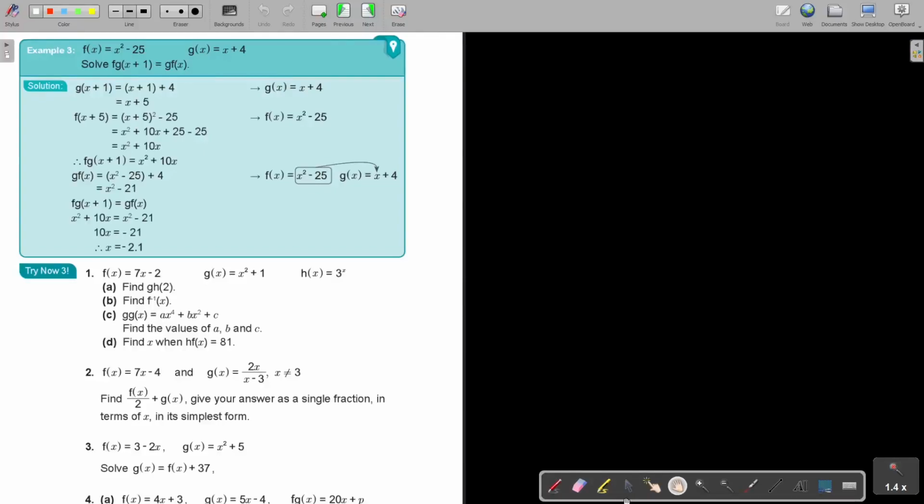Functions. Exam preparation examples, part 3. And this is also the final part in this series. Okay, let's start with example 3.